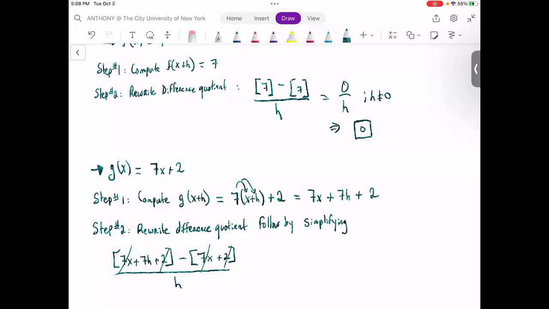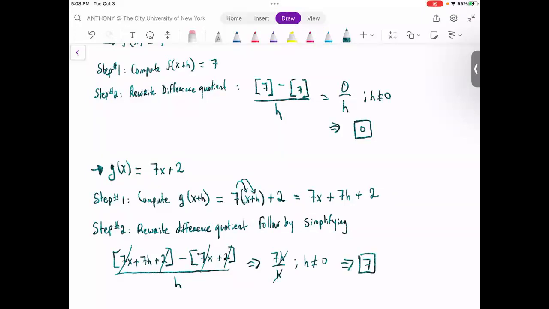The only terms that are going to remain are terms that contain an h. In this example, there was only one term that contained an h in the numerator, and that was 7h. So as long as h is not equal to 0, what happens when you do 7h over h? The h's will cancel. And what are you left with? You're left with 7.